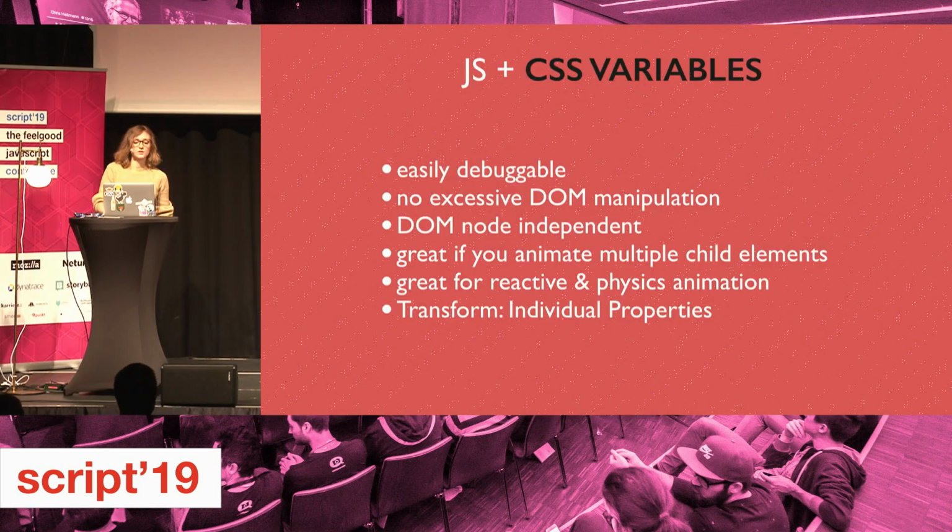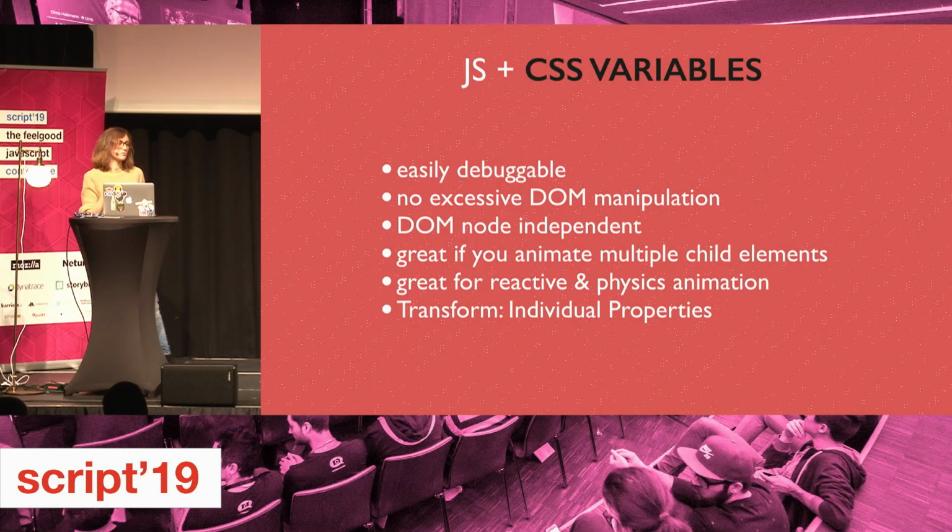Why is JavaScript with CSS really, really powerful? It's really easy to debug because you can always look at what your variables are and what values they have taken on. And what the really great part about it is that we don't have excessive DOM manipulation. So we don't need to set that transform on every element in JavaScript. We can set it once on a parent and then use this variable in all child elements in CSS. And that's really good for reactive animation because I can set one variable X and then change the color or the transform or the background depending on that variable just in CSS.